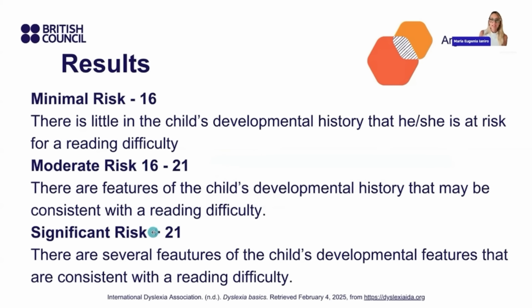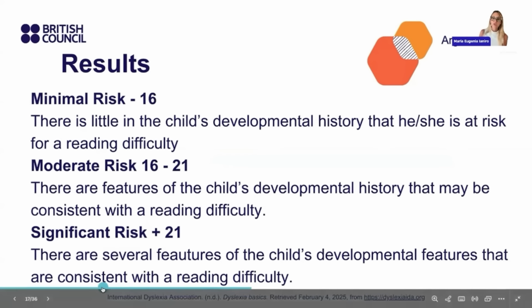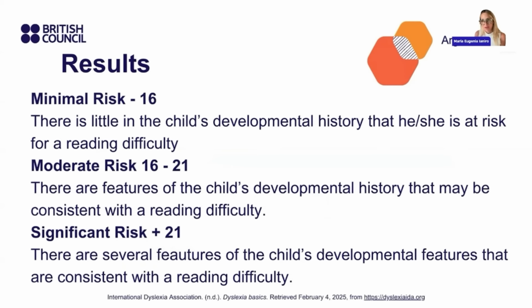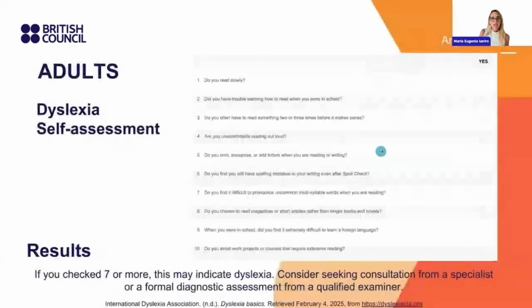If the student has more than 21, there is significant risk. So there are several features of the child's development that are consistent with a reading difficulty. So the teacher needs to suggest a special therapy. So this is another tool that we can use with adults or with teens sometimes.